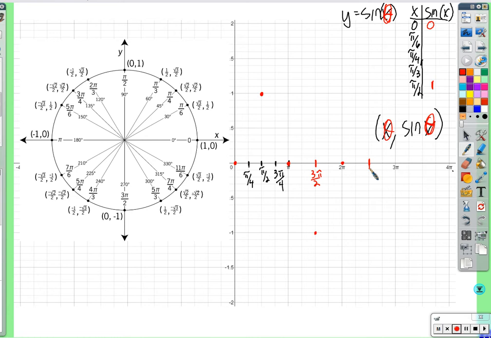What was the angle first? What angle is this? Is this pi over 2? 3 pi over 2? Let's jump all the way over here while we're at it. What angle is that? 7 pi over 2. Very good. What's the sine of 5 pi over 2? 1. This is going to be okay.